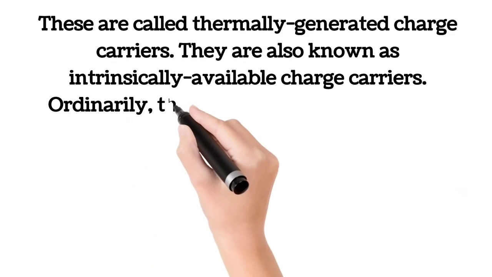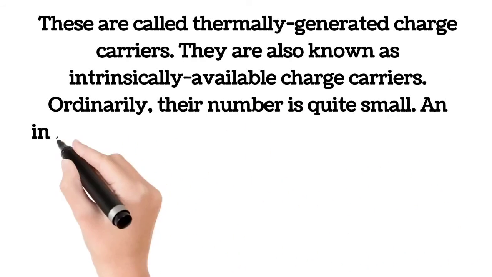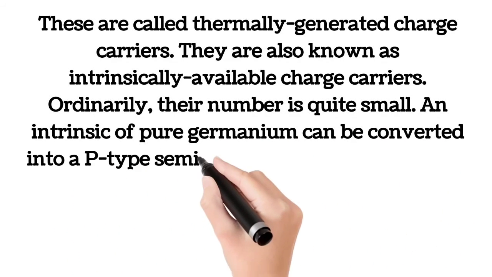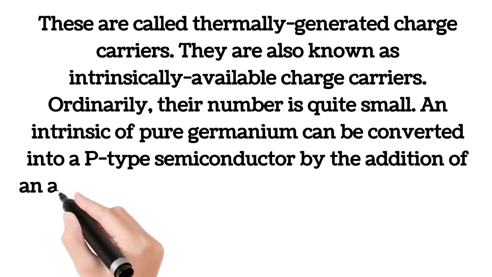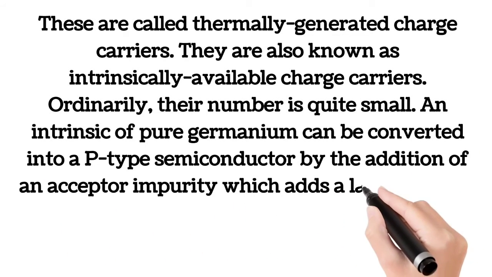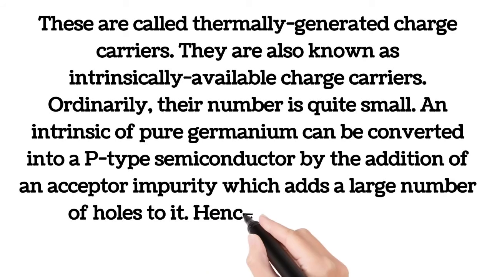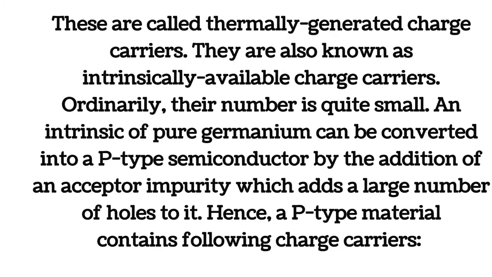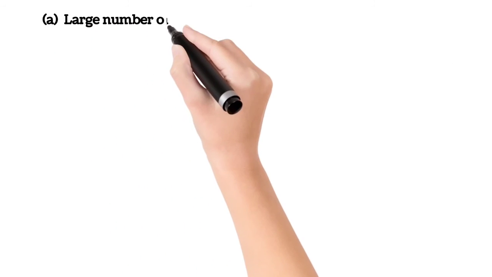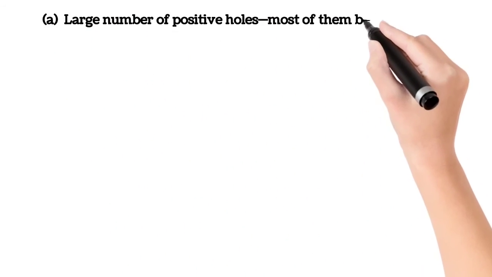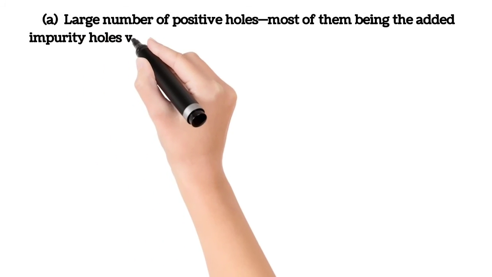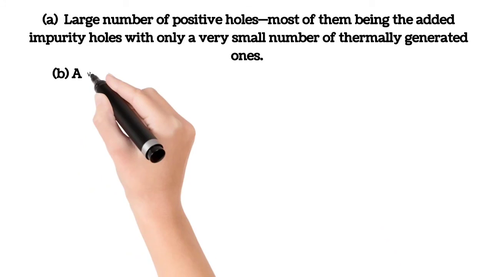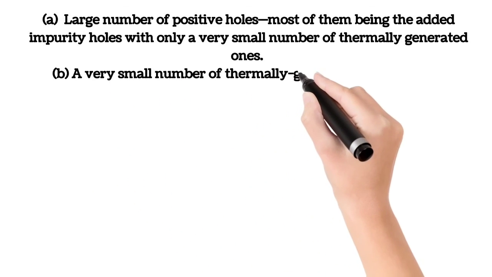An intrinsic semiconductor of pure germanium can be converted into a p-type semiconductor by the addition of an acceptor impurity which adds a large number of holes to it. Hence, a p-type material contains the following charge carriers. A. A large number of positive holes, most of them being the added impurity holes with only a very small number of thermally generated ones. B. A very small number of thermally generated electrons, the companions of the thermally generated holes mentioned above.